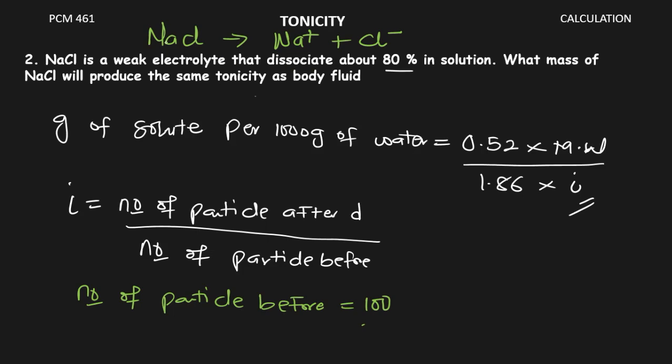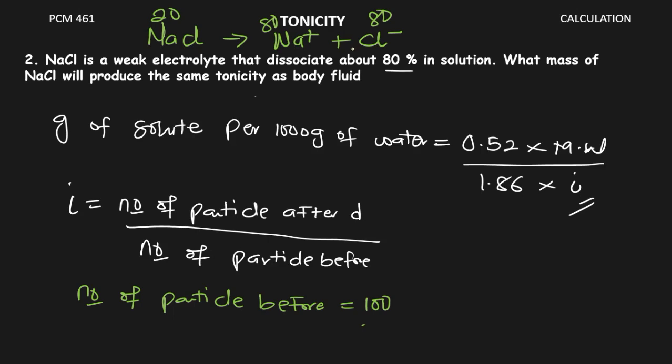One is the undissociated one. If 80% dissociate, the undissociated one will be 20. Then we are going to have the two ions that are dissociated. The two ions that are dissociated will be 80%. So each of them will be, no, not 40, each of them will be 80, 80. Because when they dissociate, they form individual ions. So 80 of sodium chloride will form 80 of sodium ion and 80 of chloride ion.